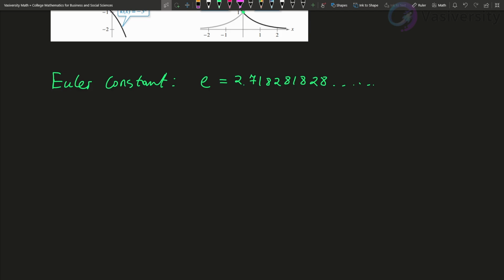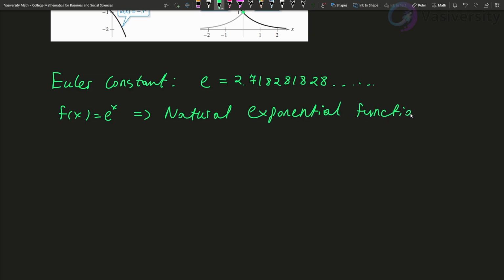We call it a natural base, right? This is a natural base, and it's called a natural exponential function. So f of x is equal to e to the x. We call it the natural exponential function, right? One of the very important functions in mathematics.